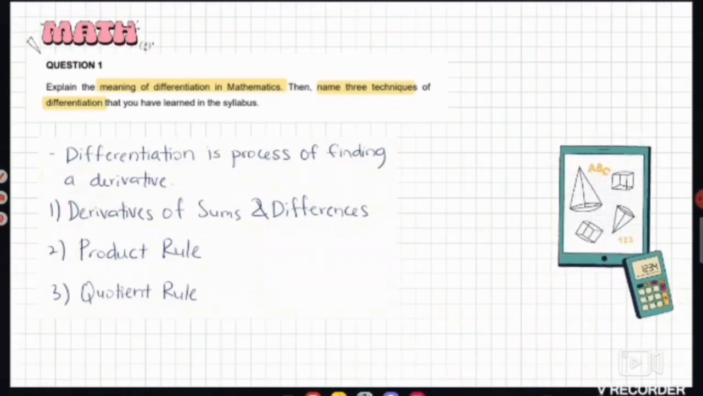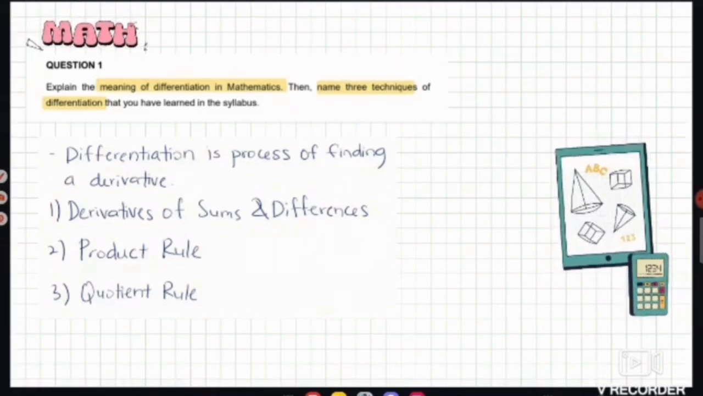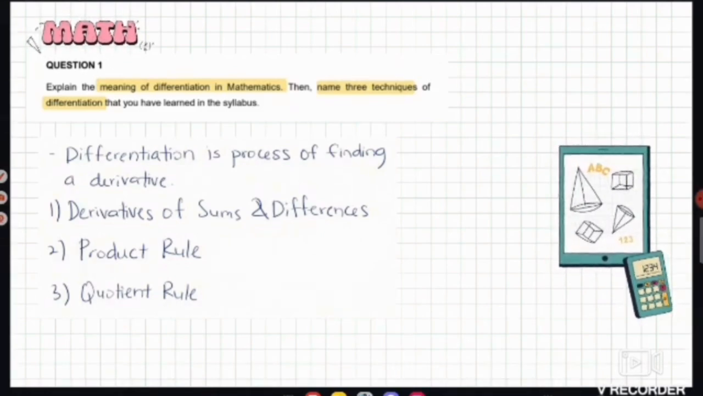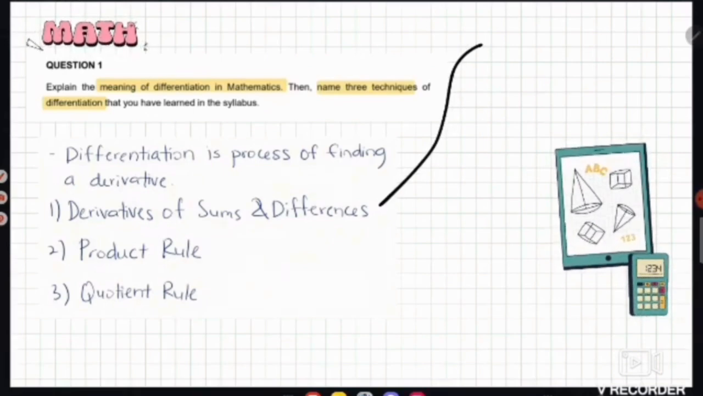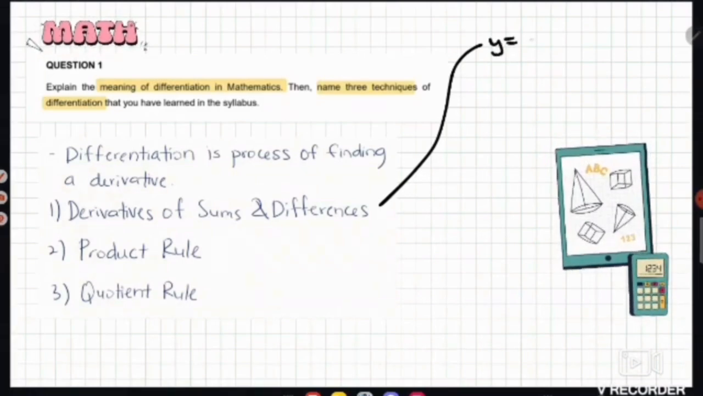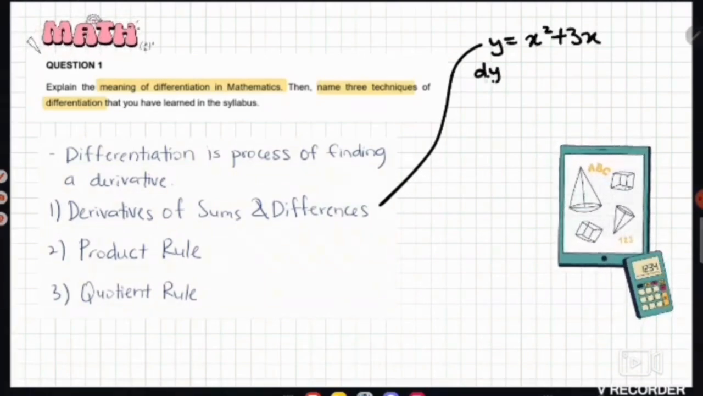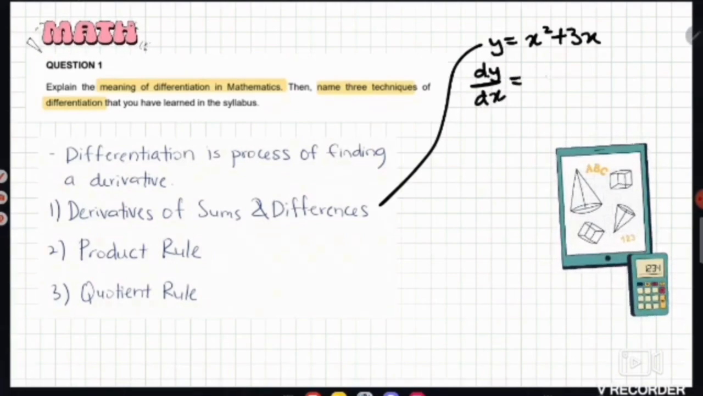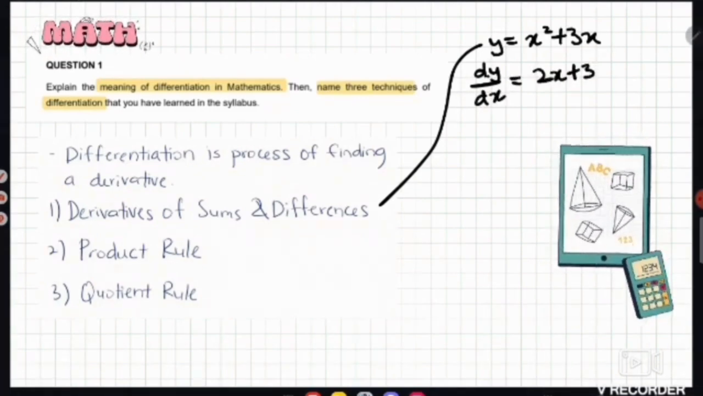Actually, we also have another technique for the differentiation, but since the question asks us to list 3, so just list 3 techniques only. Derivative of sums and differences is used when functions are added or subtracted. We differentiate each term separately. For example, y equals x squared plus 3x. When we differentiate, it will become dy/dx equals 2x plus 3. So this is for the derivative of sums and differences technique.